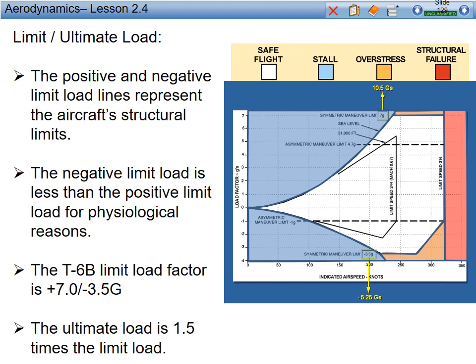The T6 limit load factor is positive 7 and negative 3.5. The ultimate load, not shown on this graph, will be 1.5 times the limit load.